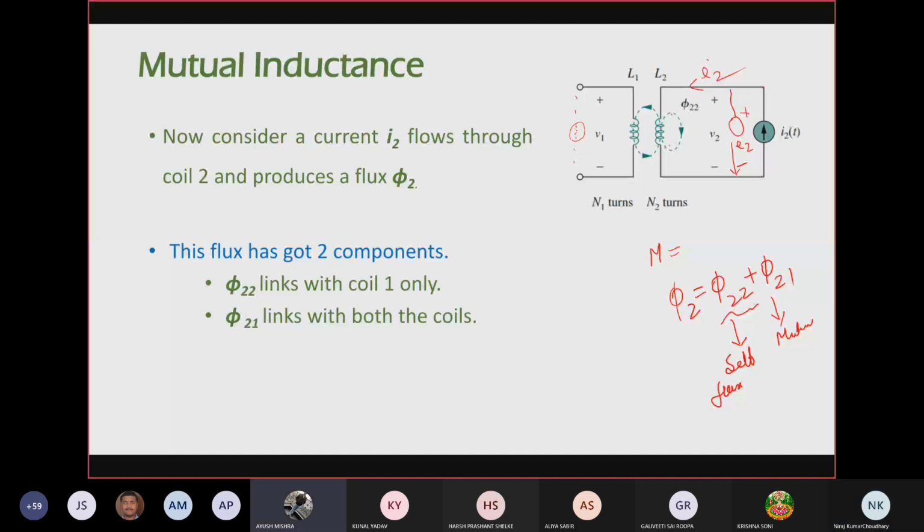ठीक है, तो फिर वहाँ पीपीटी में सर कॉइल 1 के जगह कॉइल 2 होगा सर, यहाँ पे phi22 लिंक्स विद कॉइल 2 ओनली.